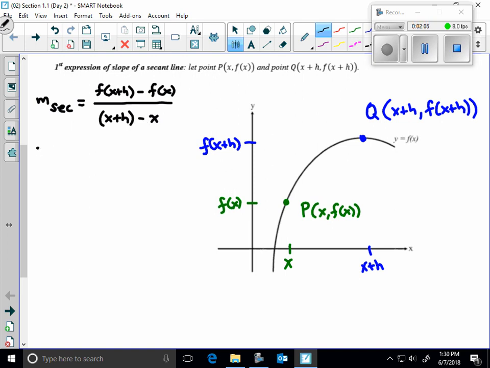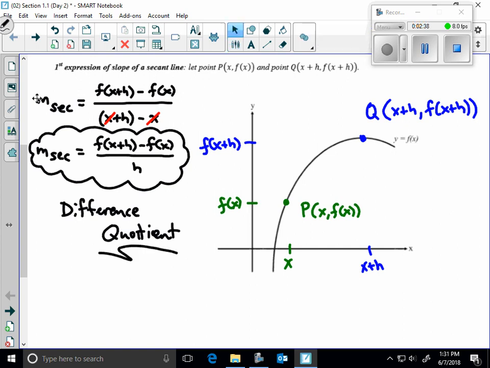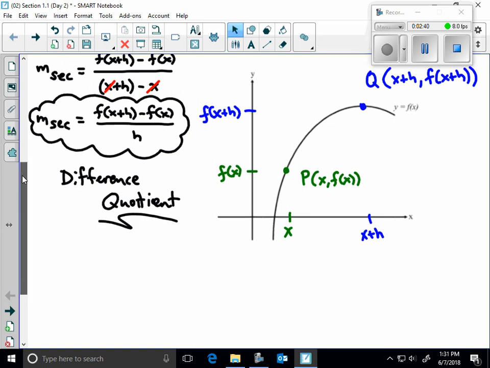Okay, so if we simplify this, I can't do a whole lot in the numerator, at least yet, until we get a function that's given to us. So we're just going to leave that as is. F of x plus h minus f of x are 2 y values. But down here, what's cool is going to happen is the x's are going to go away, and we're left with h. And there is our first definition, which is called the difference quotient. That's our first form of the difference quotient.